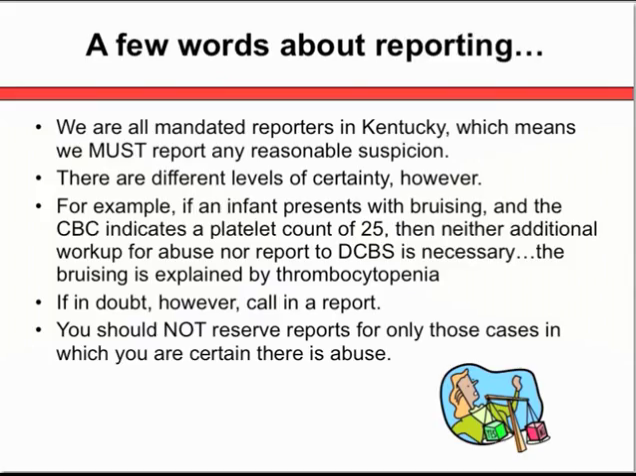A few words about reporting. We are all mandated reporters in Kentucky, which means we must report any reasonable suspicion of abuse. There are different levels of certainty, however. For example, if an infant presents with bruising and the CBC indicates that their platelet count is 25, then neither additional workup for abuse nor report to CPS is necessary. The bruising is explained by the thrombocytopenia. If we are in doubt, however, always call in a report. You should not reserve your reports of suspected abuse for only those cases in which you are certain that there is abuse.